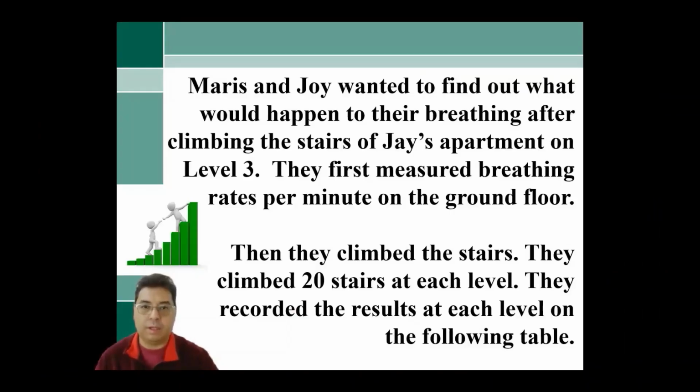So let's go ahead and give a little bit of background before we look at the graph. So I've got this little short reading here that says, Maris and Joy wanted to find out what would happen to their breathing after climbing the stairs of Jay's apartment on level 3. They first measured breathing rates per minute on the ground floor. Then they climbed the stairs. They climbed 20 stairs at each level. They recorded the results at each level on the following table. Let's go ahead and take a closer look at that now.